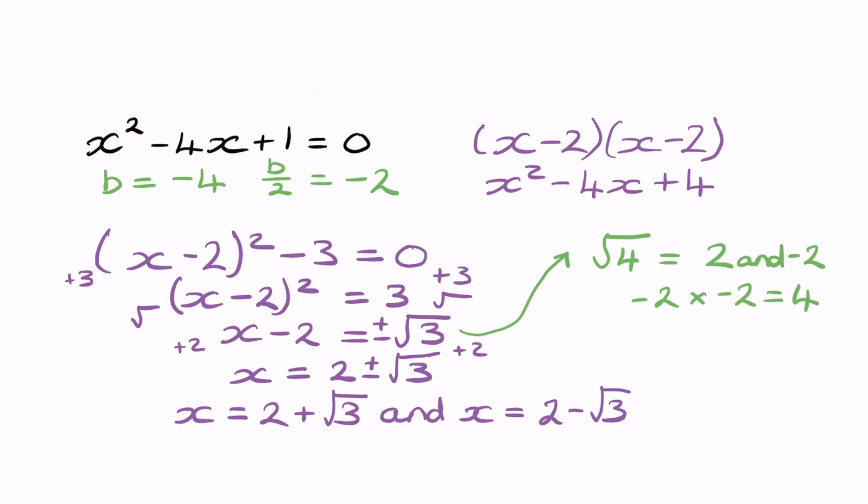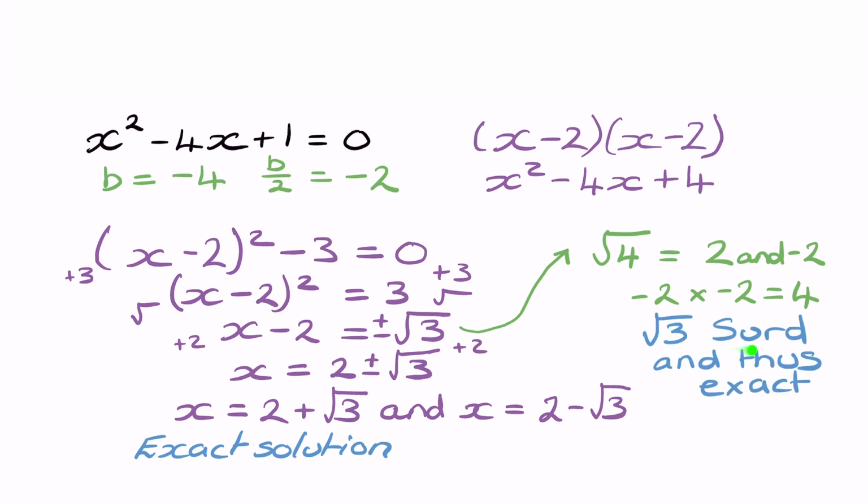If you're asked to present your answer as the exact solution, then you leave it in surd form. This is a surd. So root 3 is a surd, and thus it's an exact value. Or you may be asked to present your answer to decimal places, and that means you would put this into the calculator with the requested accuracy.